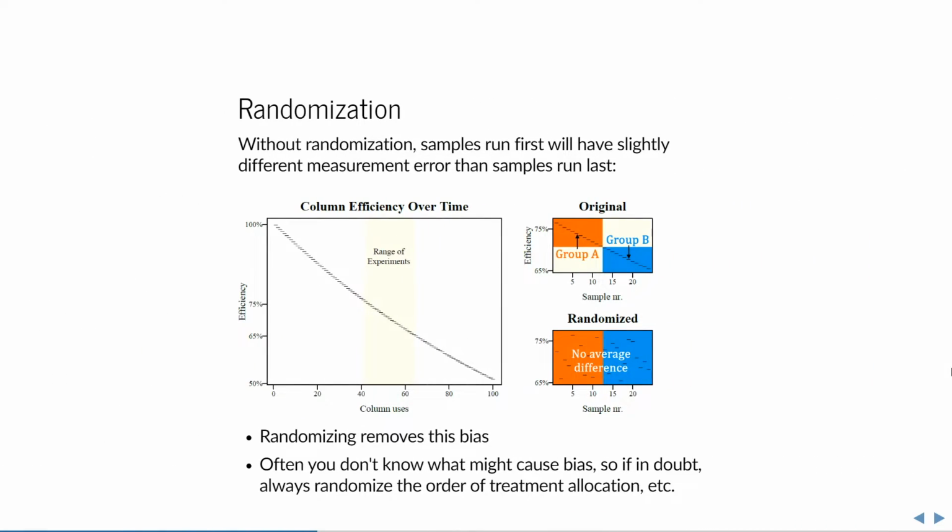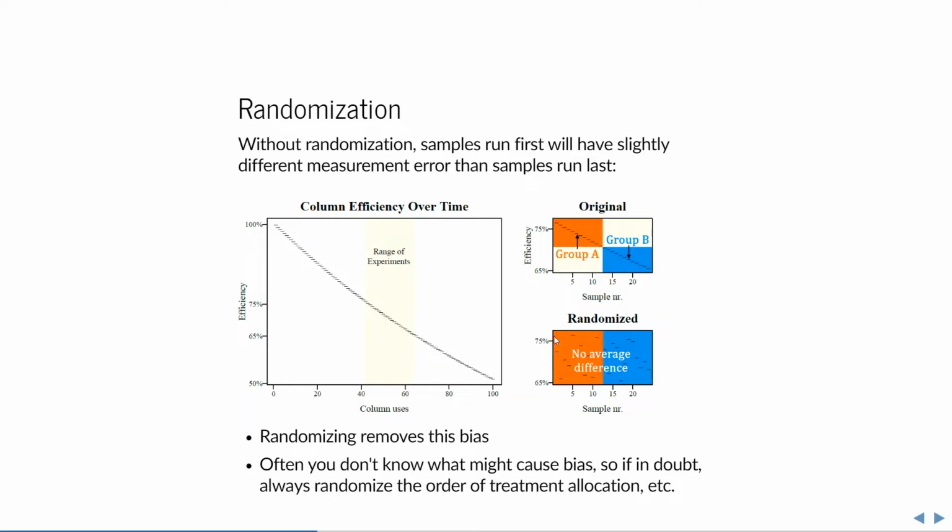So here's another concrete example. If you would have two groups that you want to compare, so 12 samples for the first and 12 or 13 samples for the next group. If you were to first analyze all the samples in one group, then on average, the measurement error for the first group will be different than the measurement error for the second group, because in this example, the efficiency of the column is reduced over time.